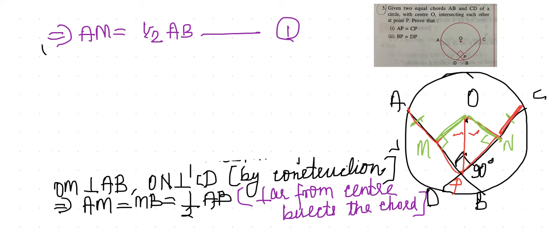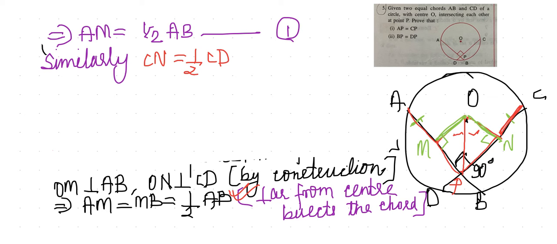Okay, and then what I'll be writing? I'll be writing similarly. Now children, why do we write similarly? Because if I'm writing similarly, it means I need not present that particular reason again, because you have expressed that already. So you need not write this theorem again, because you are using the term similarly. So you will be writing similarly, CN is equal to half CD. This you are going to write as equation number 2.